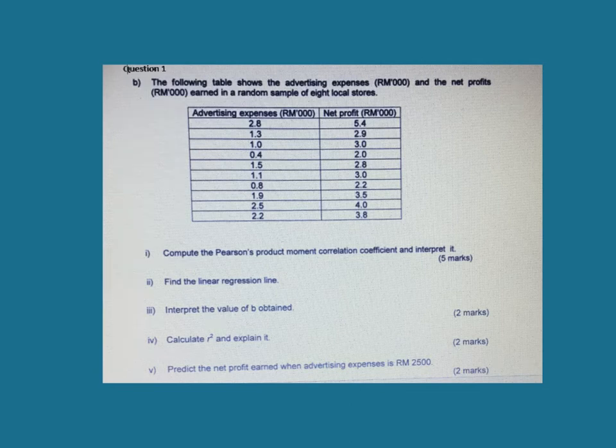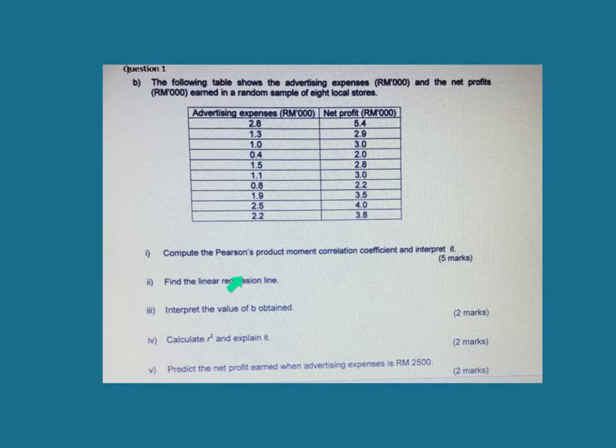Let us try this question. The following table shows the advertising expenses in 1000 RM and the net profits also in 1000 RM earned in a random sample of 8 local stores. Now these are the data: advertising expenses and net profit. The first question is, compute the Pearson product moment correlation coefficient and interpret it.